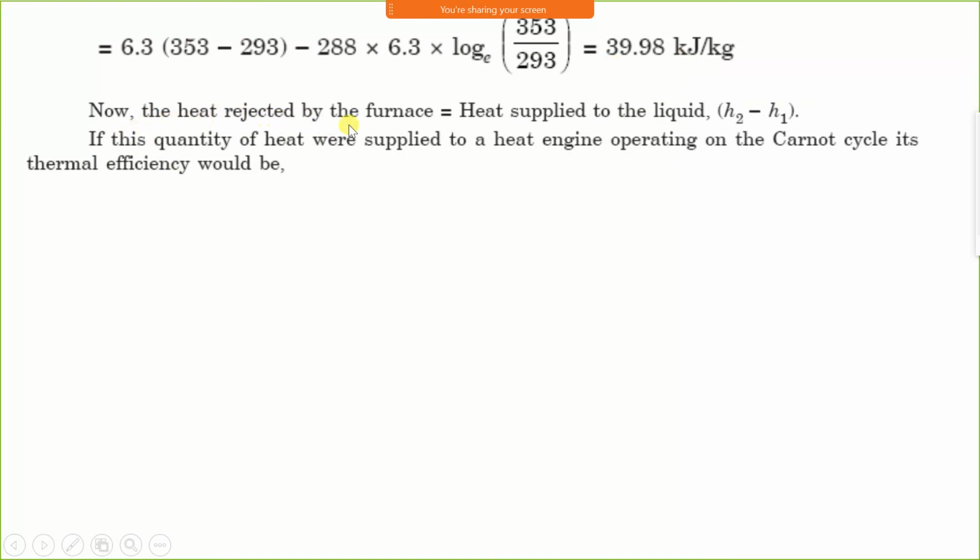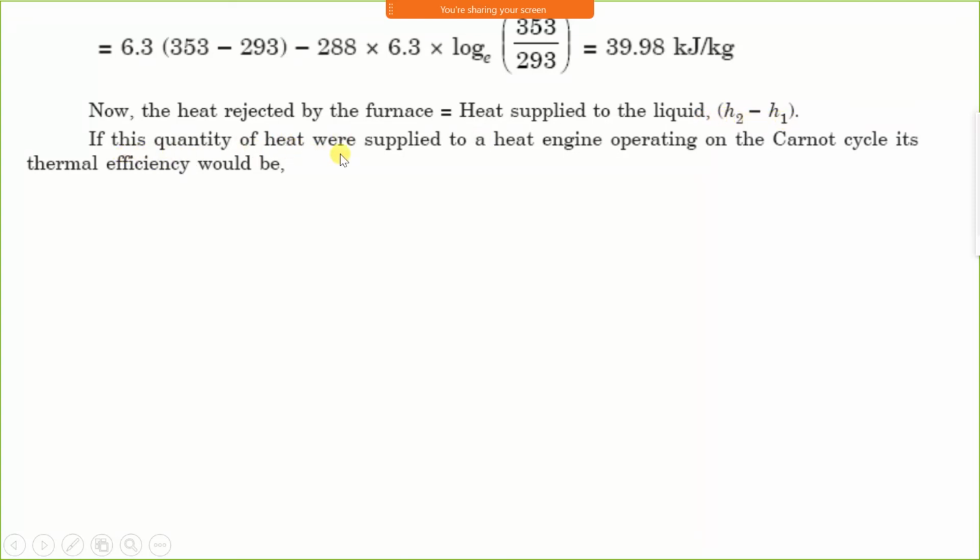Now the heat rejected by the furnace is equal to heat supplied to the liquid. Heat rejected by furnace is equal to heat supplied to liquid, because heat is transferred from furnace to liquid. Therefore heat supplied by furnace is equal to heat gained by the liquid, and heat gained by the liquid is H2 minus H1, final enthalpy minus initial enthalpy of liquid, or in terms of temperature and Cp, that is CPL (T2 minus T1).